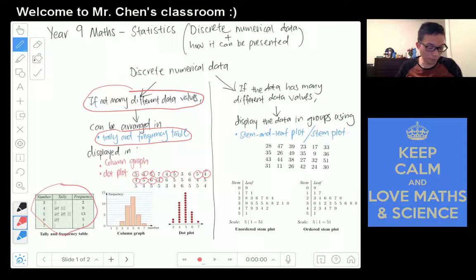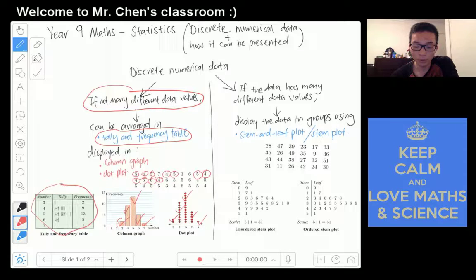With that, you are able to create a column graph and a dot plot, because column graphs and dot plots become more significant as you can see patterns more easily. If you look here, the number 5 has the most repeats, followed by 4, and then 6, and then 3, and then 7. If you arrange it in dots, it will look just like that. So that is discrete numerical data when you don't have a lot of different data values.